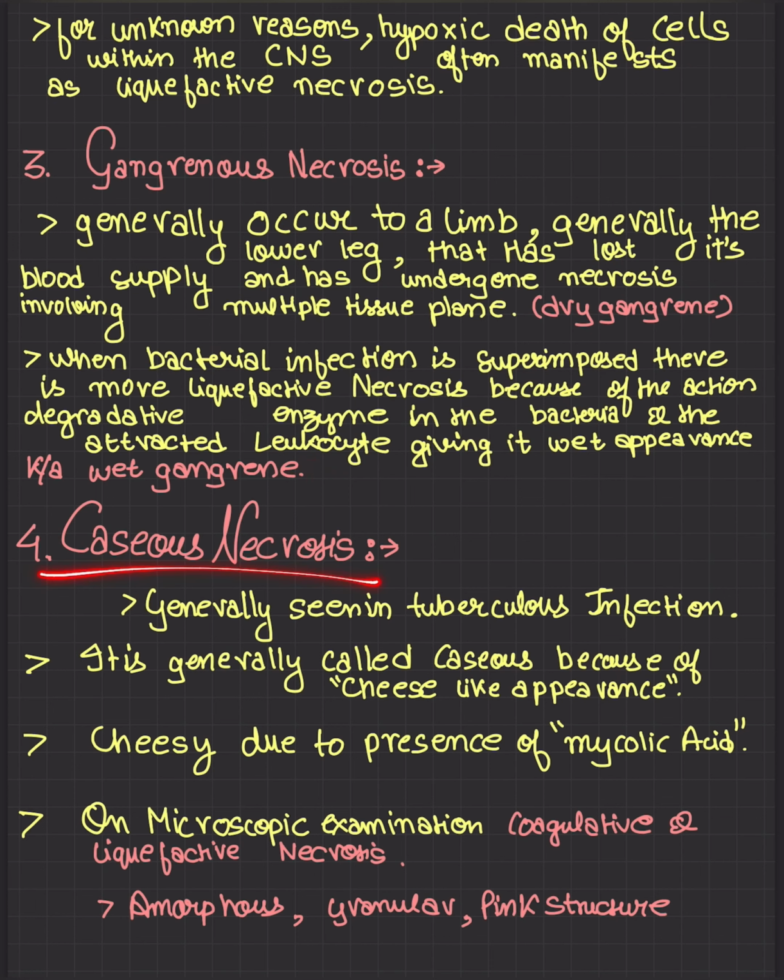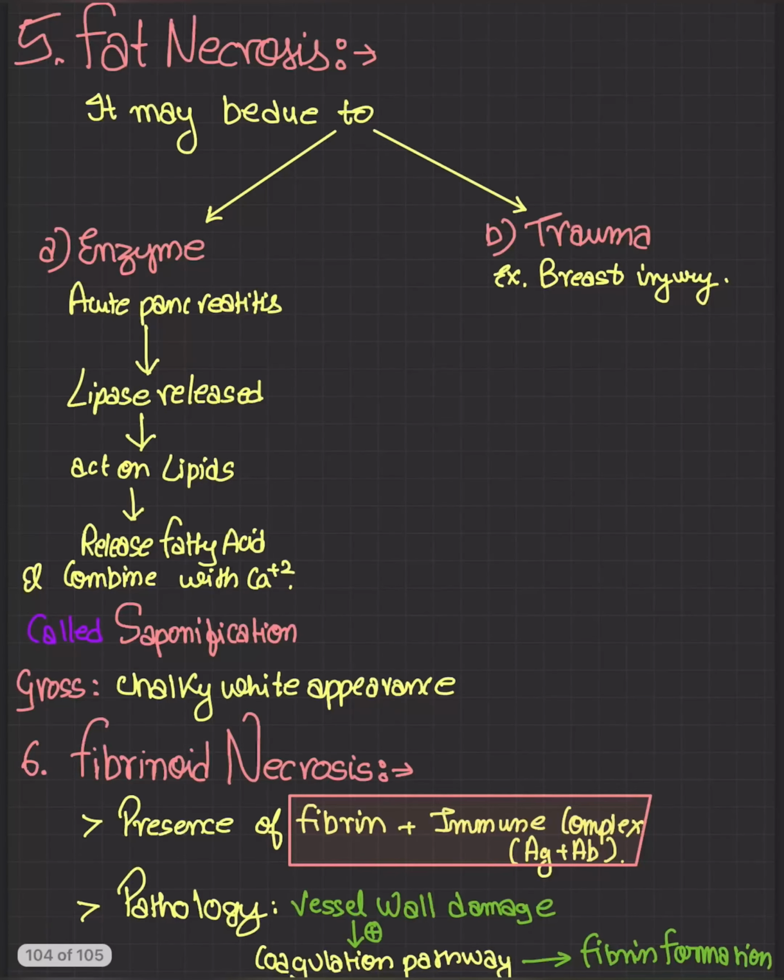Now let's talk about caseous necrosis, generally seen in tuberculosis infection. It is called caseous because of its cheese-like appearance, cheesy because of the presence of mycolic acid. On microscopic examination, coagulative necrosis and liquefactive necrosis are seen. Amorphous granular pink structures are also seen on microscopic examination of caseous necrosis.